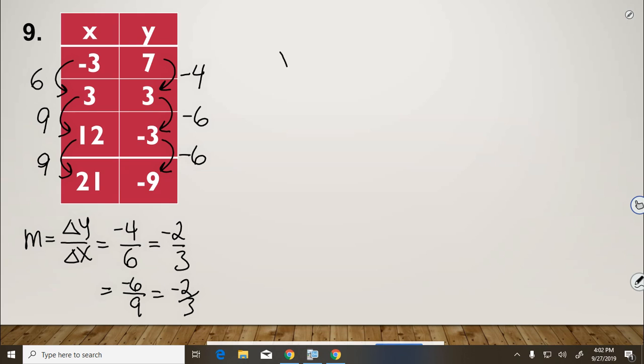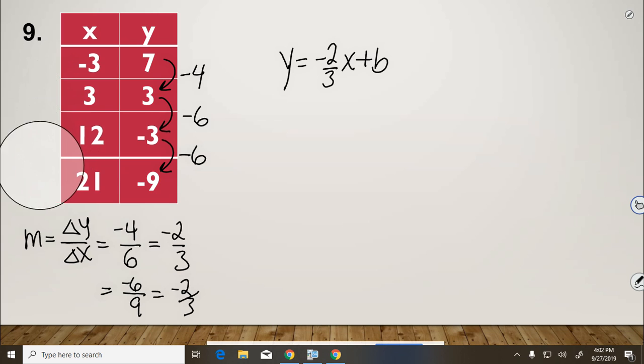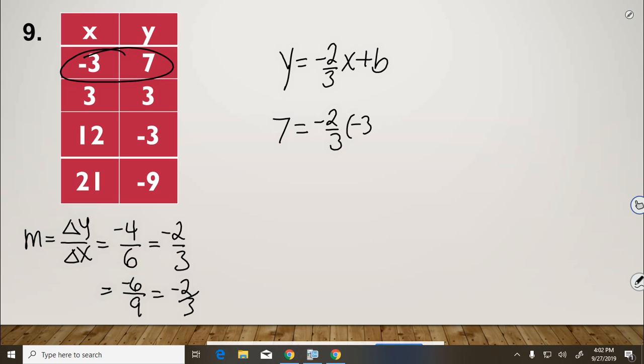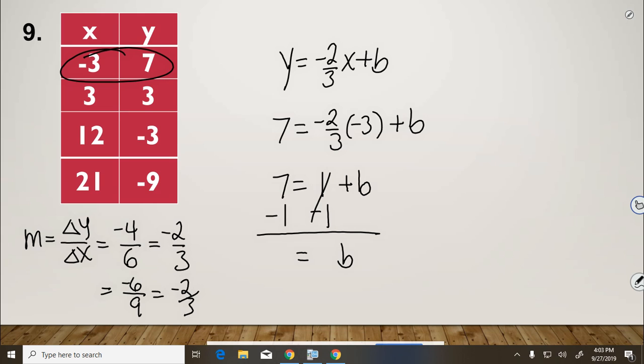So we can start our equation, y equals negative 2/3 x plus b, and choose a point to plug in. I'm going to go with this negative 3, 7. So 7 is the y when negative 3 is the x. So 7 equals negative 3 divided by 3 is negative 1. Negative 1 times negative 2 is positive 1. Subtract the 1, and b equals 6. So my equation is y equals negative 2/3 x plus 6.